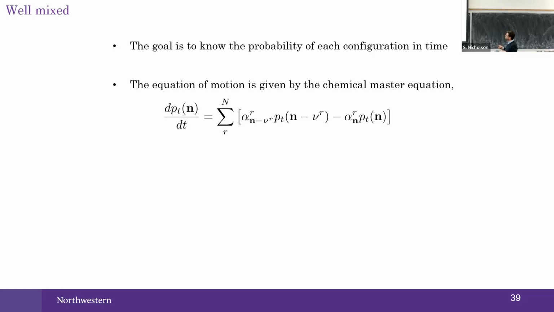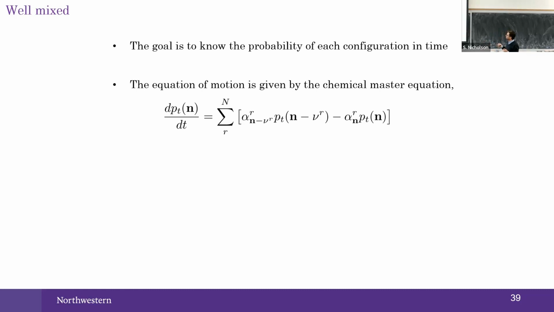One of them, for the change in probability of being an N, is this first term, which is all the different ways I can transition to that configuration for my reactions. The other one right here accounts for already being at some instantaneous time t in that configuration. Each term has two terms.